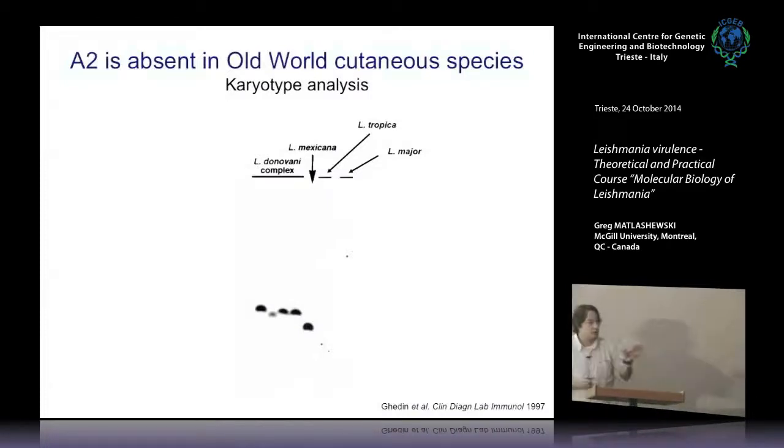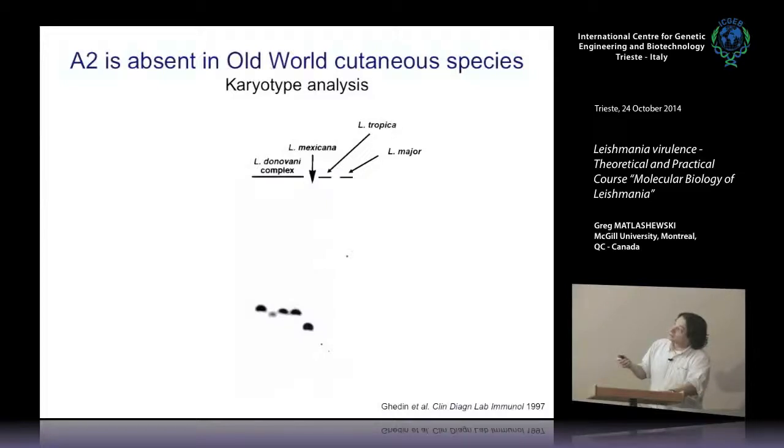The other thing you should do when you identify a gene that you think is different or interesting is ask, is it present in all species of Leishmania, or only some species of Leishmania? This could also help you identify the function. So this, again, was an experiment that we did. In this case, it wasn't a typical southern blot. It was a chromosomal analysis, looking at chromosomes and where A2 was. We looked at several parasites to see where A2 was.